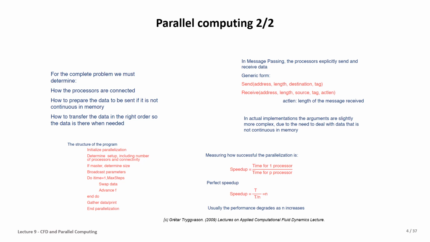How do we measure whether the parallelization was successful? We have the speedup, with this definition: the time for one processor over the time for p processors. The perfect speedup with this definition is equal to n. Usually the performance decreases as n increases, which is described in the lecture we had on speedup and scalability.